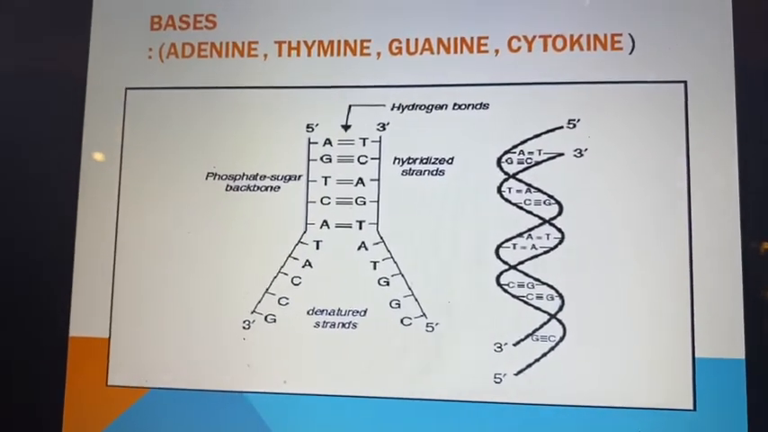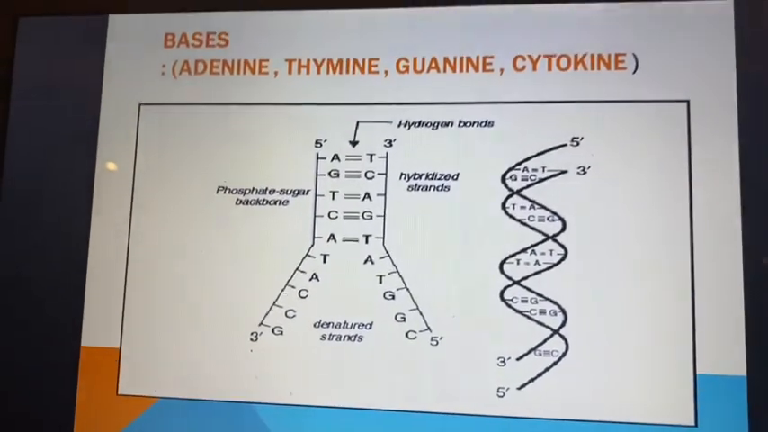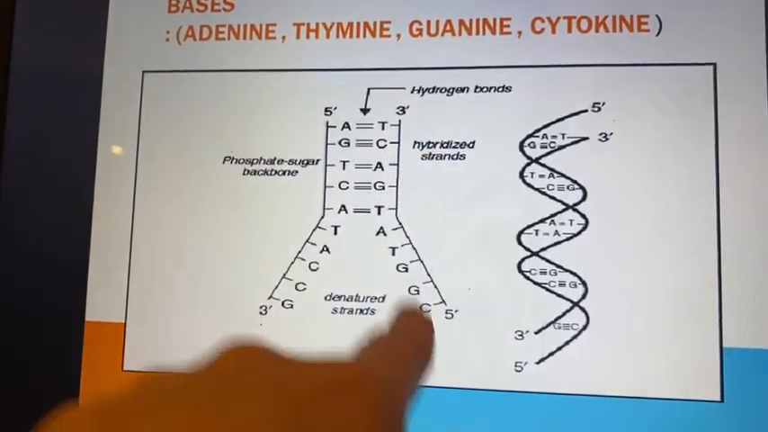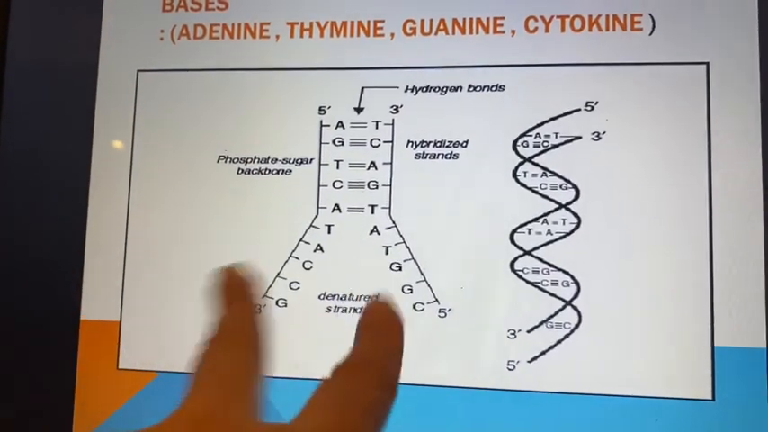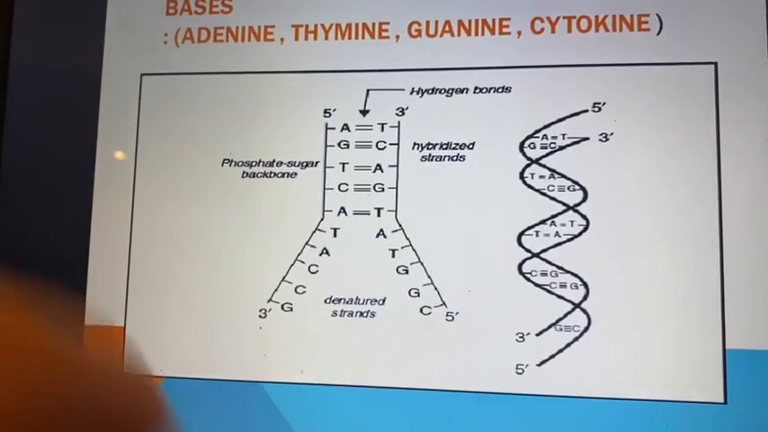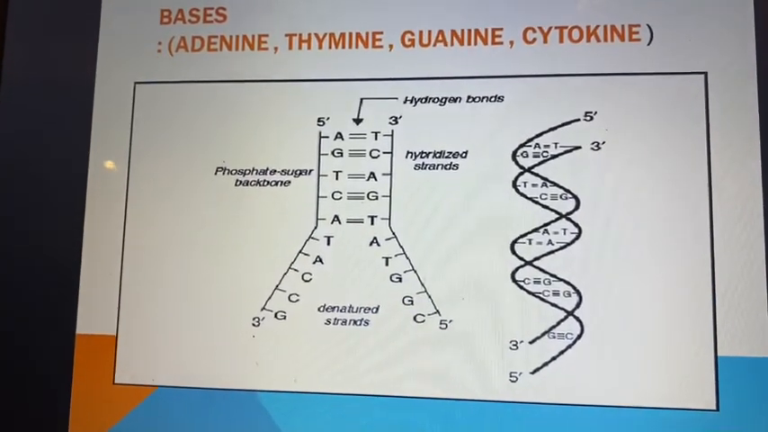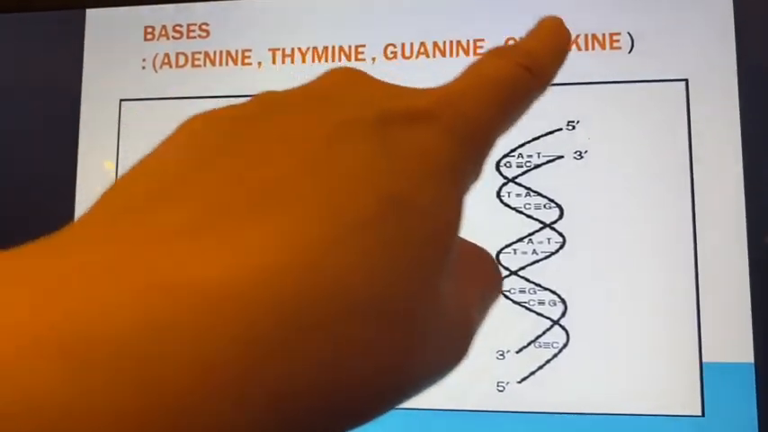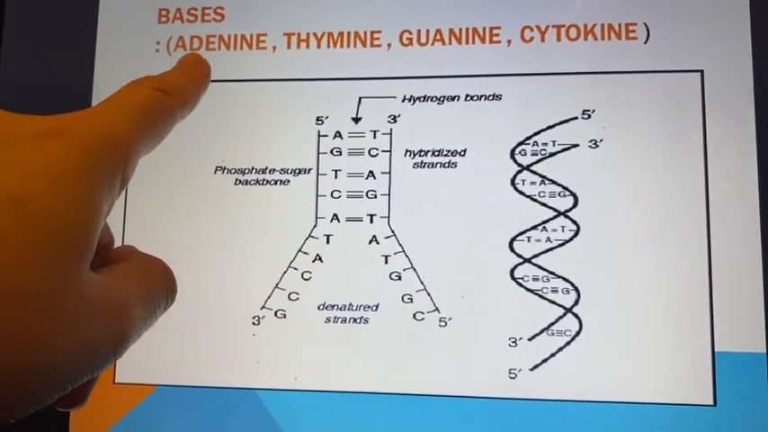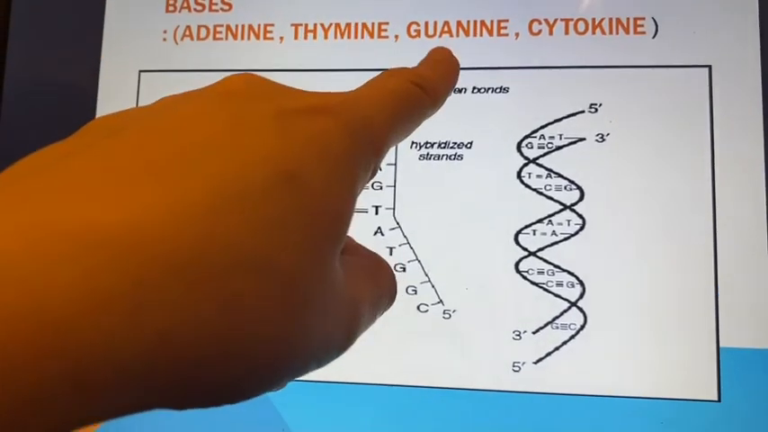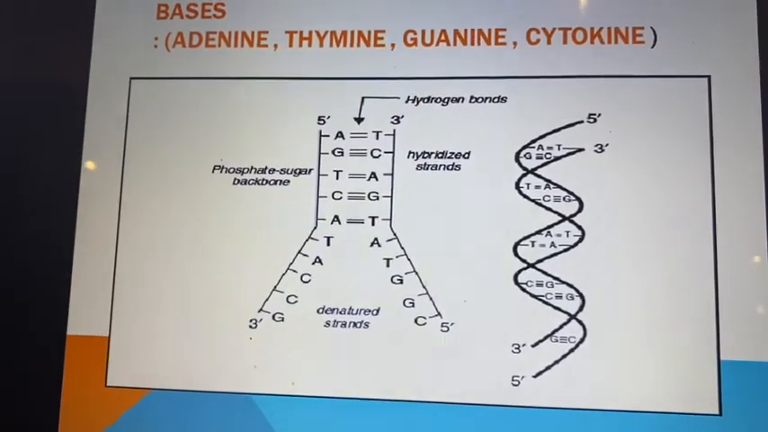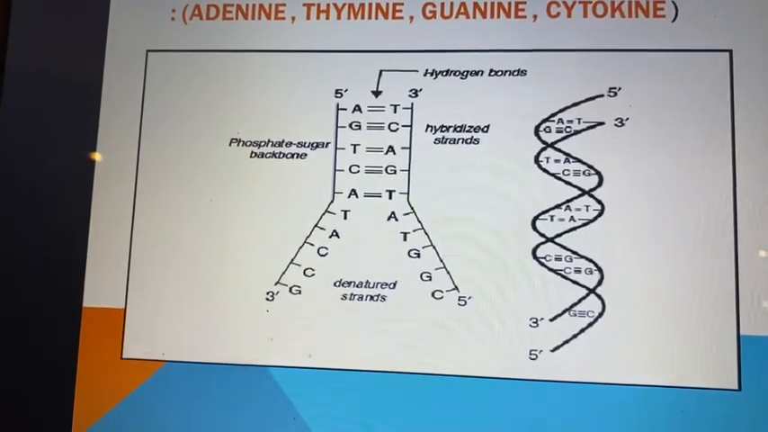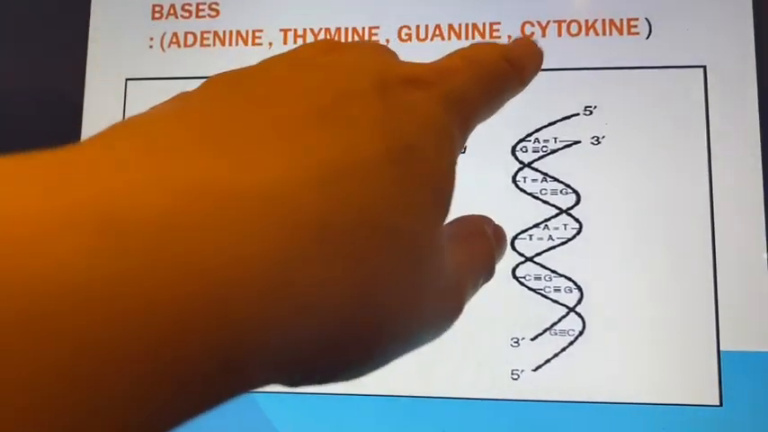And the bases, there are 4 types of bases. What are bases? They are molecules that let the 2 strands of DNA connect together. Okay, now there are 4 types of bases: adenine, thymine, guanine, cytosine. Again, adenine, thymine, guanine, cytosine, and they are always abbreviated according to the first letter: A, T, G, C.